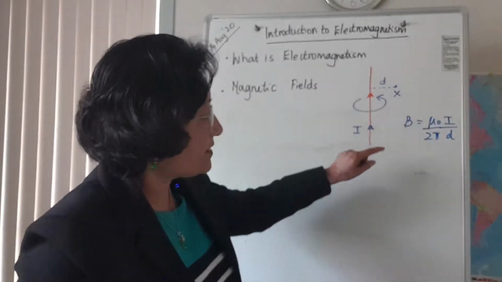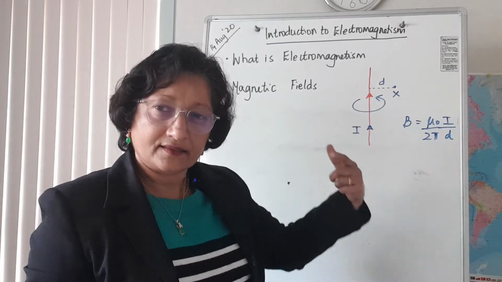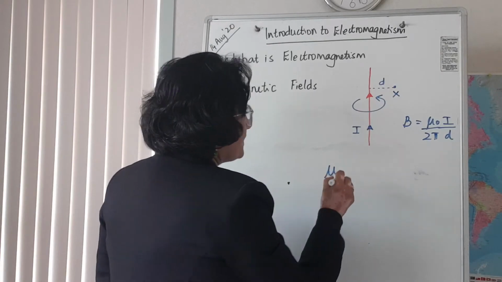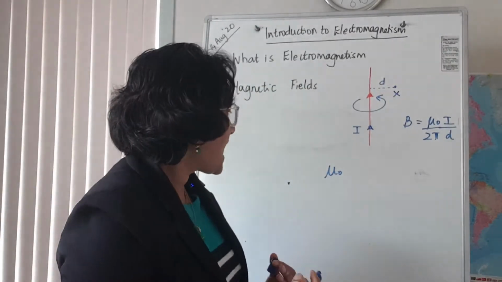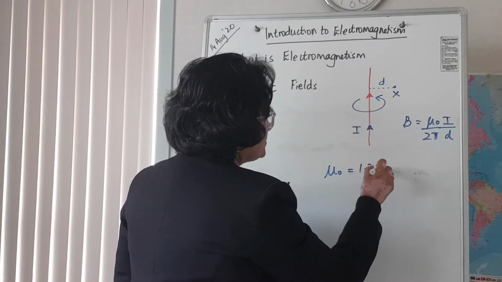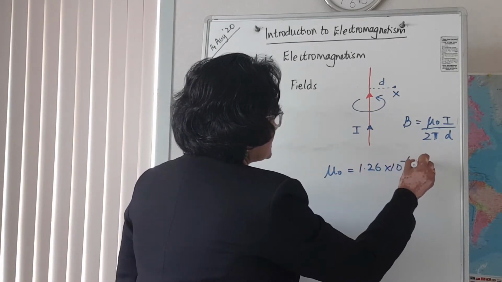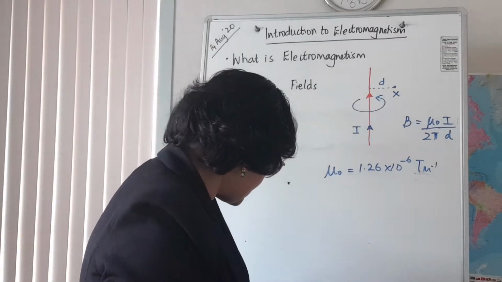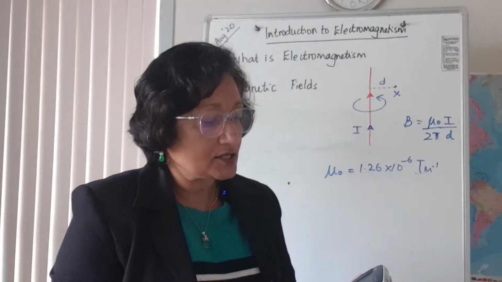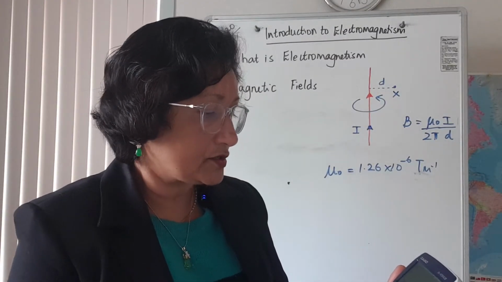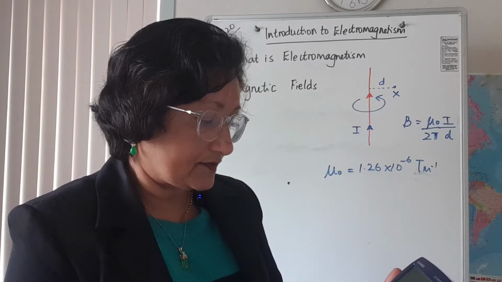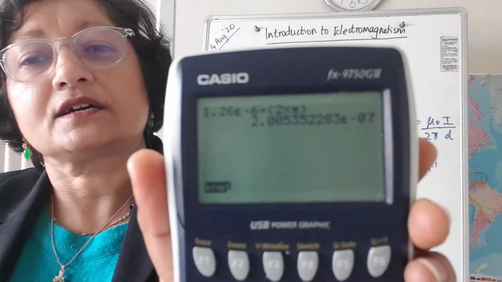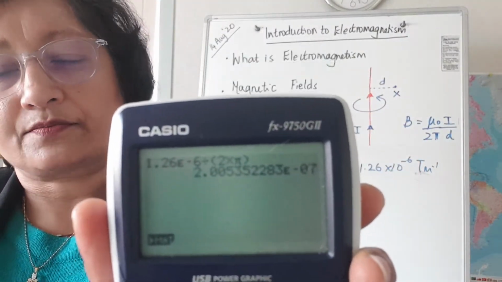Now, you may not have come across the mu naught over 2 pi. That's probably a new thing. Mu naught is called the permeability of free space, and it is a constant: 1.26 times 10 to the power of negative 6 teslas per meter. If you put mu naught over 2 pi into your calculator, 1.26 exponent negative 6 divided by open brackets 2 times pi close bracket, I get 2.00 times 10 to the power of negative 7.